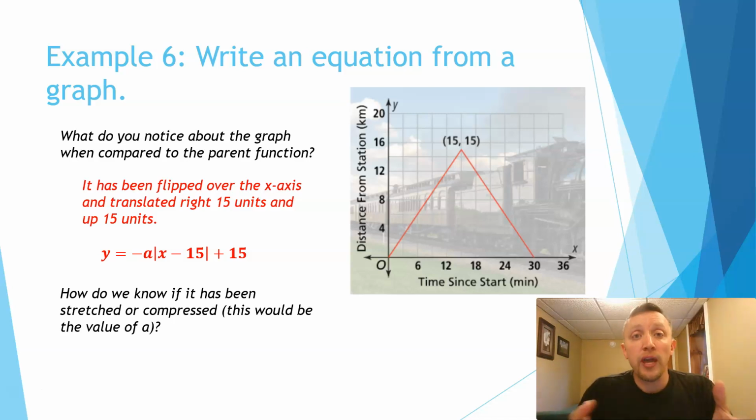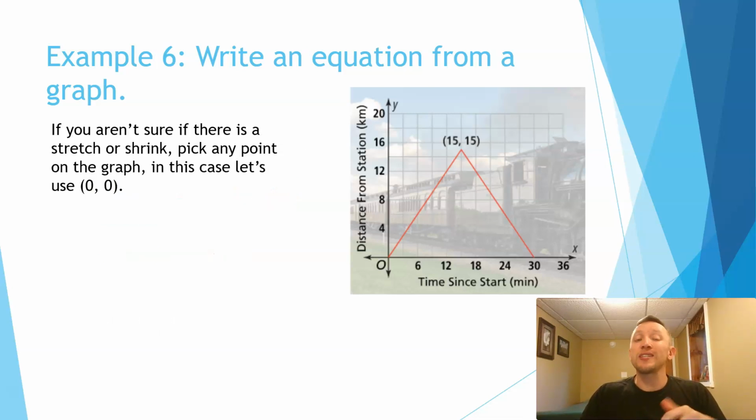But maybe you don't know that. Let's figure out a way that you can determine that. What you're going to do is start by picking any point on the graph. I'm going to pick the point that'd be easiest. For me, it's going to be 0, 0. And we're going to plug it into that general equation that we have right now. And again, if you're wondering why we have x minus 15, remember it moved to the right 15 units. So it'll be x minus 15. It moved up 15 units, so it'll be plus 15. And the minus is because it's flipped vertically.